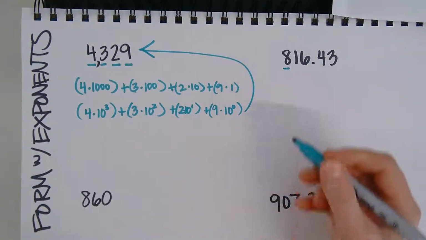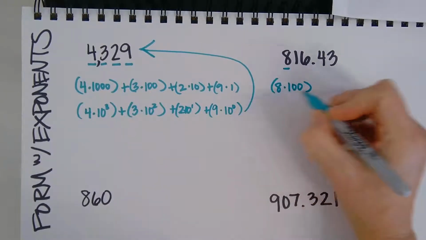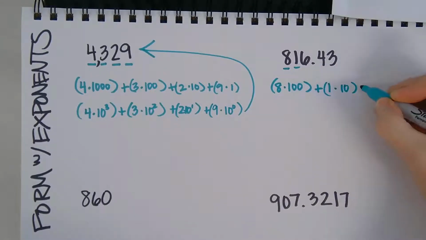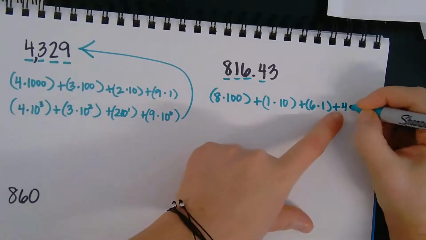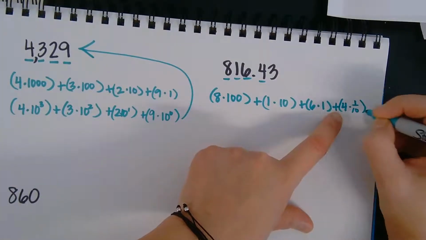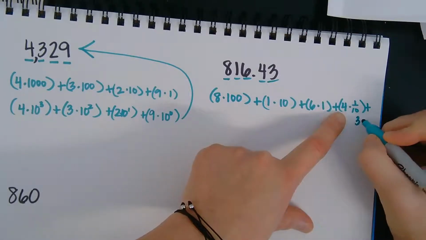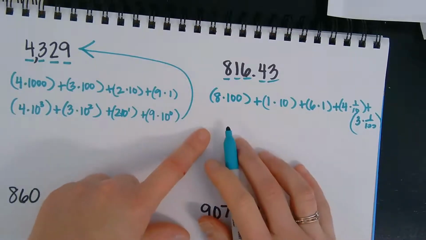So we're going to start with the hundreds place. So we have 8 groups of 100 plus 1 group of 10 plus 6 groups of 1 plus 4 groups of a tenth plus, yikes, I'm running out of room, 3 groups of a hundredth. All right, now we're going to write it with exponents.